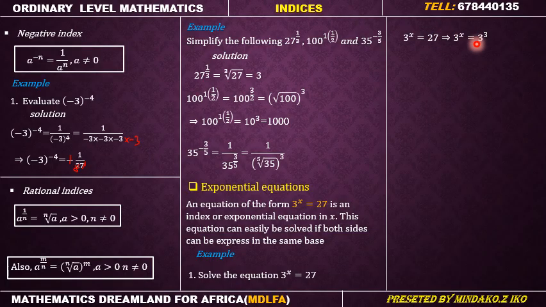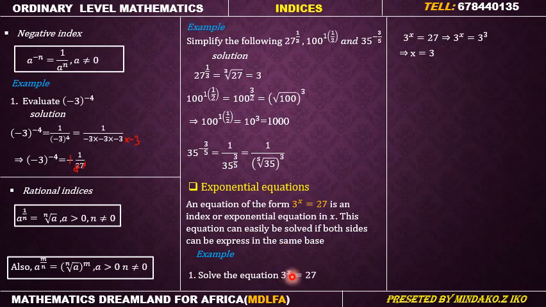So you notice that the bases are the same. Since the bases are the same on both sides of the equality sign, we can just equate the powers. Since the base 3 here is the same as the other base, therefore x is equal to 3. So we have solved this equation.